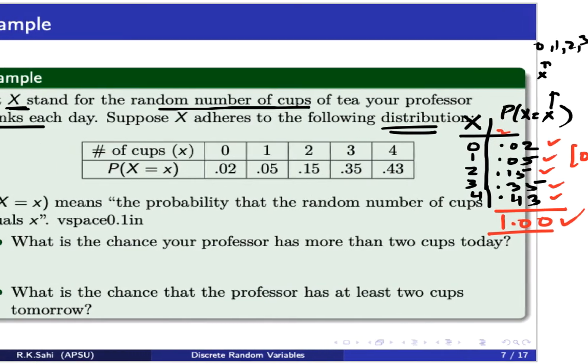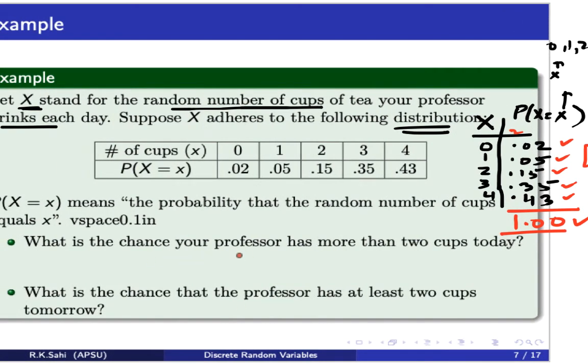Okay, here it is. What is the chance your professor has more than 2 cups today? So chance means probability. What is the chance your professor has, so that means the probability. This chance means probability. And what is the event happening? The probability that the capital X is more than 2 cups.